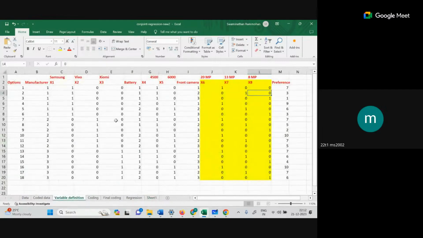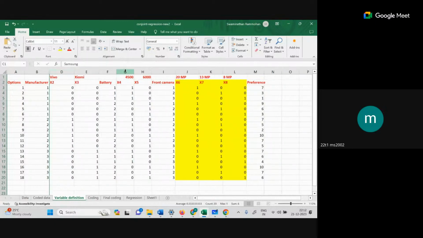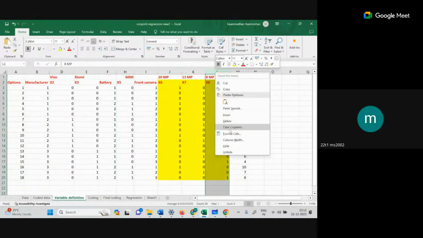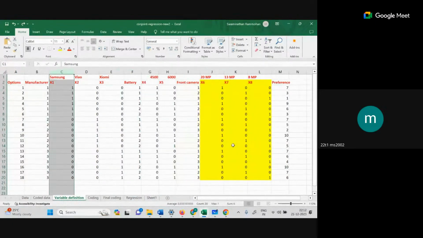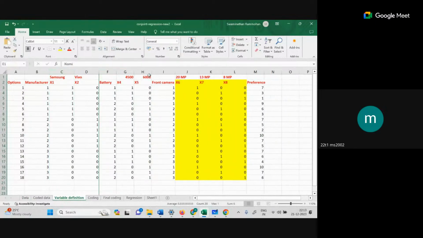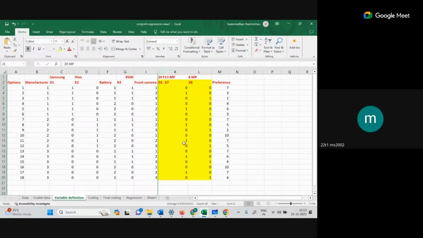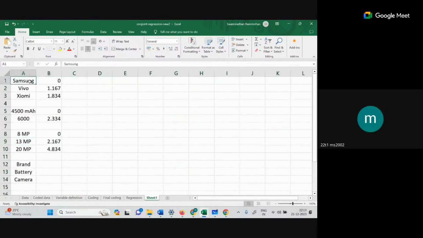So here if you see, sir removed this particular column called Samsung. And sir removed this 4500 milliampere hour, and sir removed this 8 megapixel column. Instead, sir could have removed Xiaomi instead of Samsung. He could have removed 6000 milliampere battery. He could have removed 20 megapixel camera. What is the reason behind sir making Samsung as 0, 4500 battery as 0, 8 megapixel as 0?